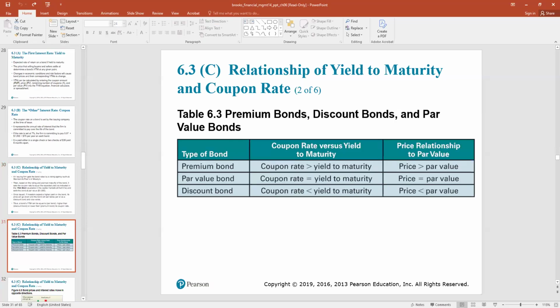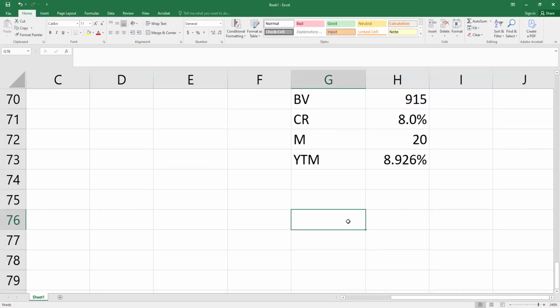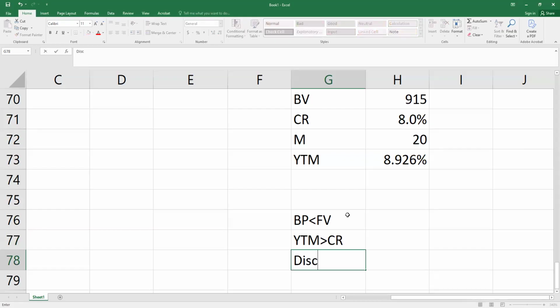Okay. Your YTM is 8.93%. But one thing I want you to understand: if the bond price is lower than the face value, that means that YTM is greater than the coupon rate. And it is called a discount bond.